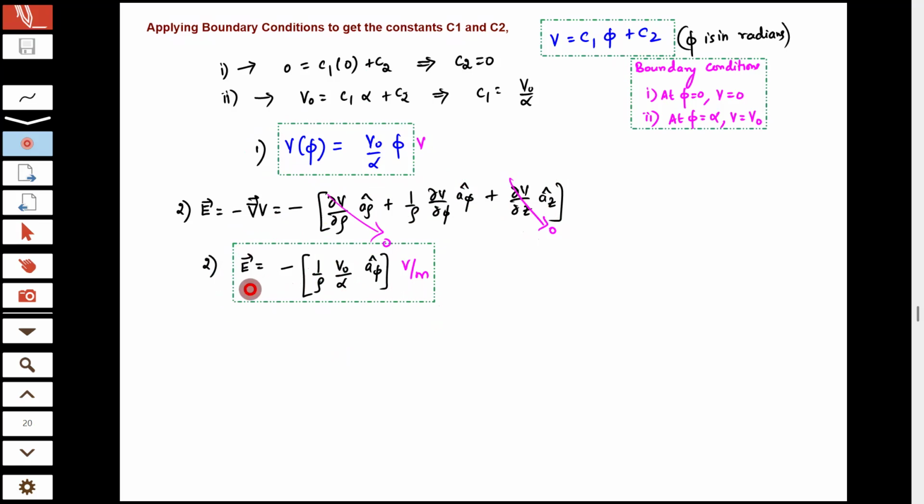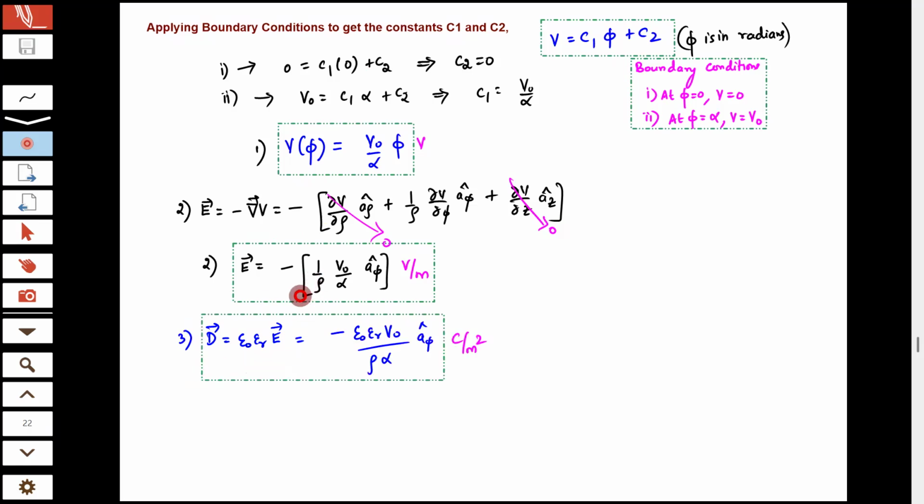Now from this electric field intensity vector, we can estimate the electric flux density, which is epsilon naught epsilon r times the E vector. So multiplying this with epsilon naught epsilon r, we will get the D vector, which has the unit coulomb per meter square. Next, we have to estimate the charge. From Gauss law, the surface integration of D will give the charge. Now take this D and perform the surface integration.